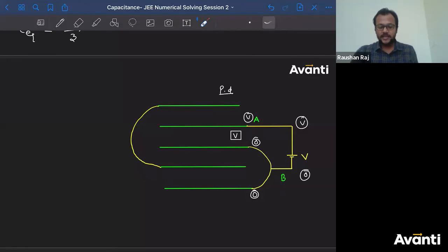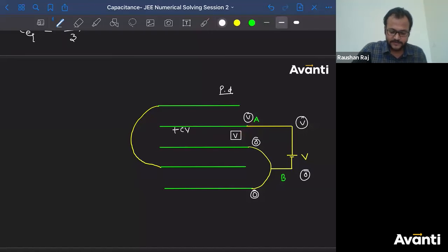Tell me which is having higher potential out of these two plates? V is having higher potential because this is what? Greater. Matlab this will be positive, this will be negative. So I'm going to get C into V as the charge on these faces. But which will get positive, which will get negative? The one which is having higher potential will get positive charge. The one which is having lower potential will get negative charge. So this is having higher potential, so this will get a charge of CV and this will get a charge of minus CV.